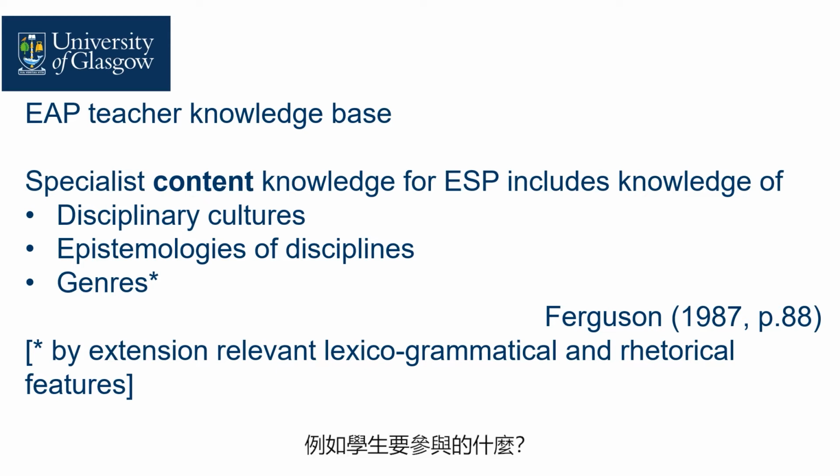For example, what do students need to engage with? Is it lectures, laboratory work, seminars, the types of reading texts they engage with? Is it textbooks, articles, reports? A lab report in the sciences is quite different from an essay in arts and humanities. And then by extension, we need to think about the relevant lexico-grammatical and rhetorical features. So we're thinking about the linguistic aspects here.